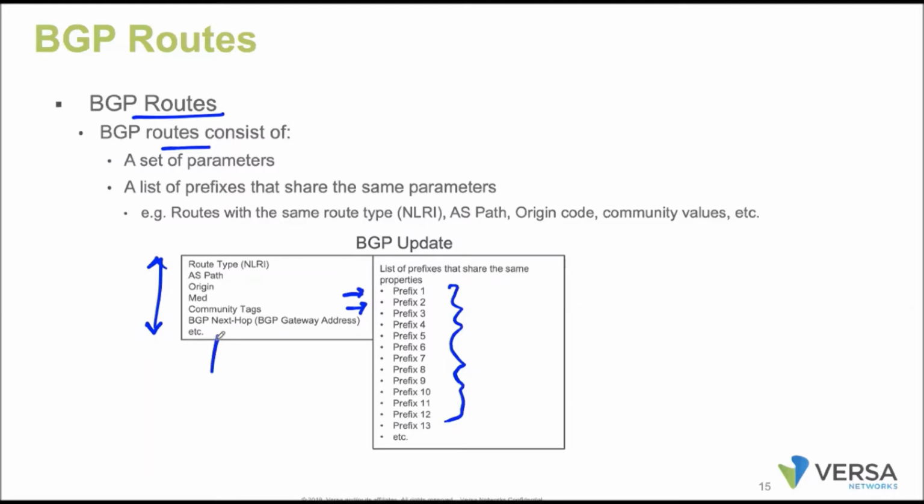These attributes will be used in order to verify whether the route can be an active route. If I have multiple prefixes which are denoting the same destination, how are we going to select the best route? These attributes will be used in order to decide the best route.